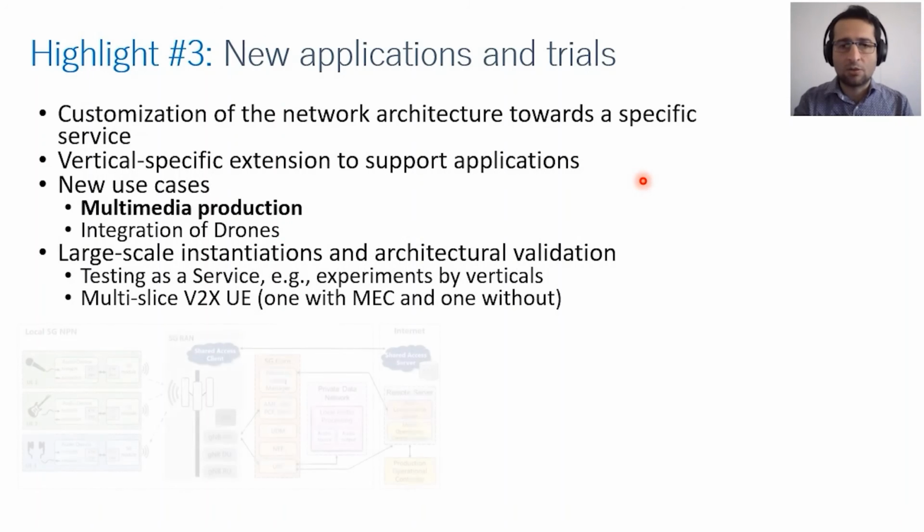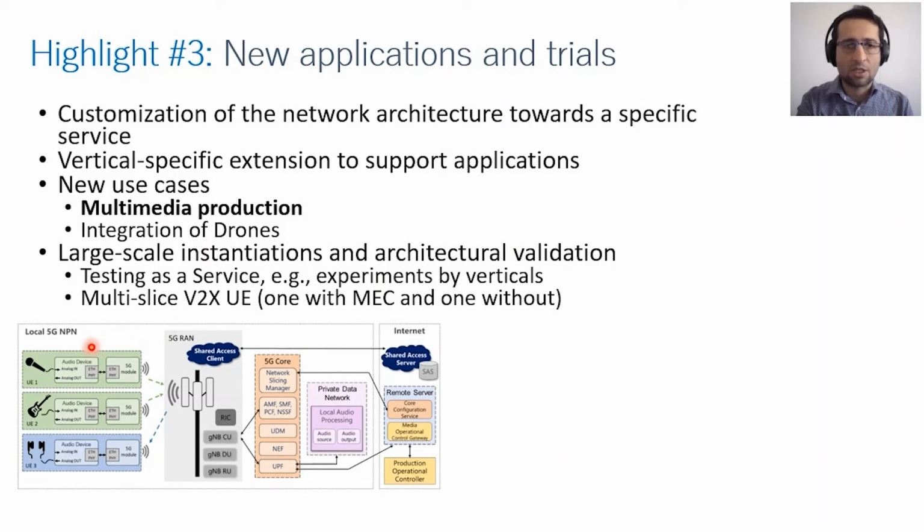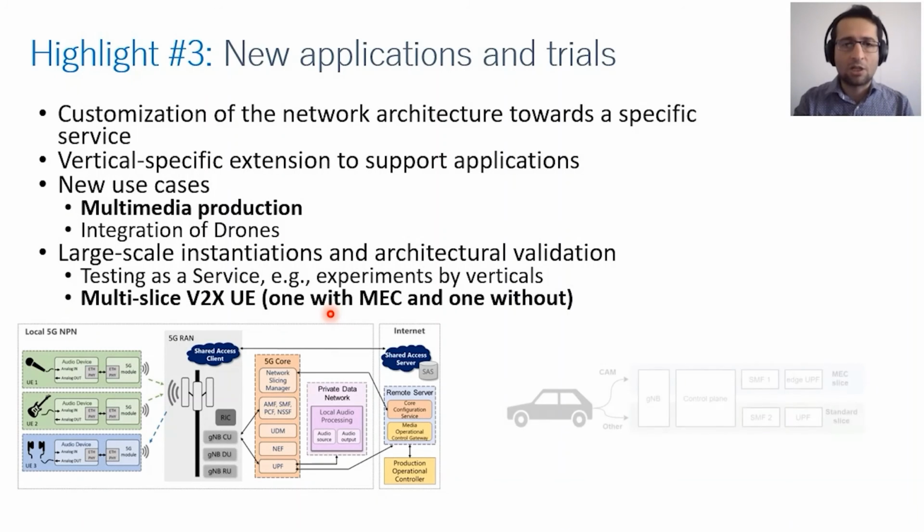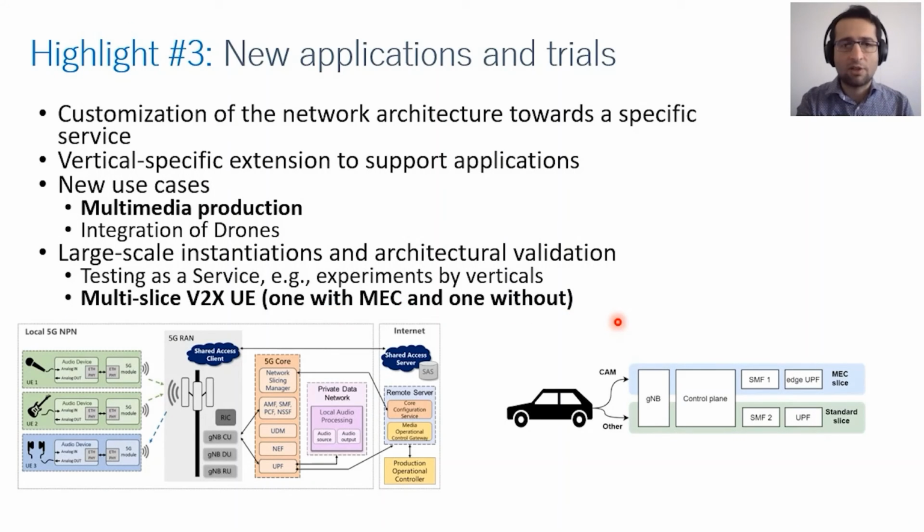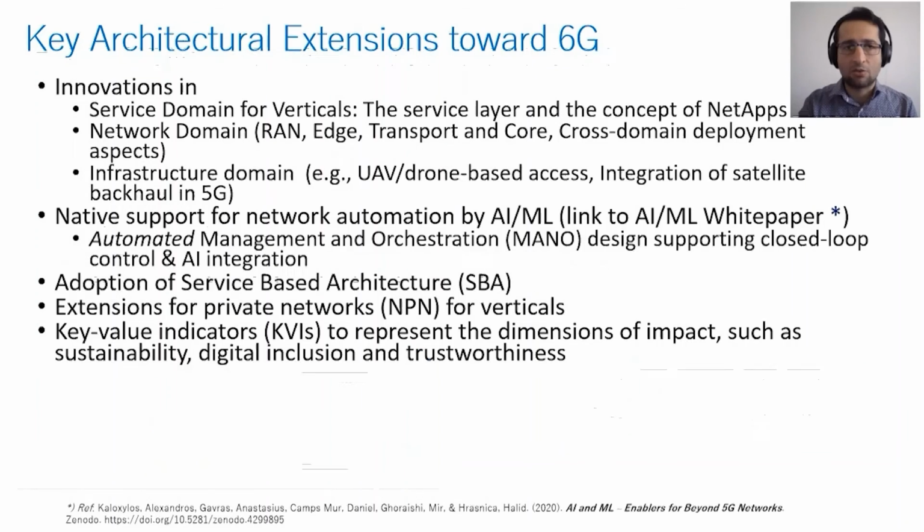The new use cases included multimedia production, as an example for local 5G NPN here, integration of the drones. The large-scale instantiations and architecture validation included the testing as a service paradigm, experiments with verticals, and as you can see in this example, basically multi-slice vehicle-to-X UE, one with MEC and one without, depending on the latency constraints.